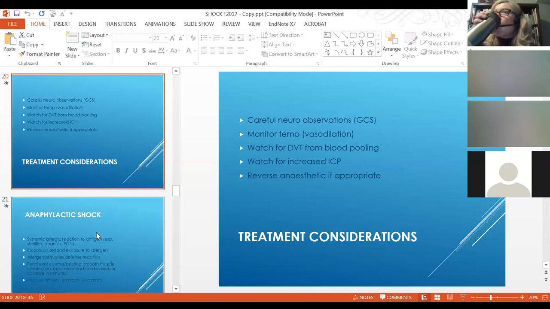You're going to watch for DVTs from blood pooling, and monitor the temperature. Because you've got this massive vasodilation, it's allowing more fluid to be cooled, so the patient can become cold. Watch for increased intracranial pressure, and remember the hallmark features: a change in level of consciousness, and a unilaterally dilated pupil that may or may not react to light. An early sign of increased intracranial pressure is a unilaterally dilated pupil.